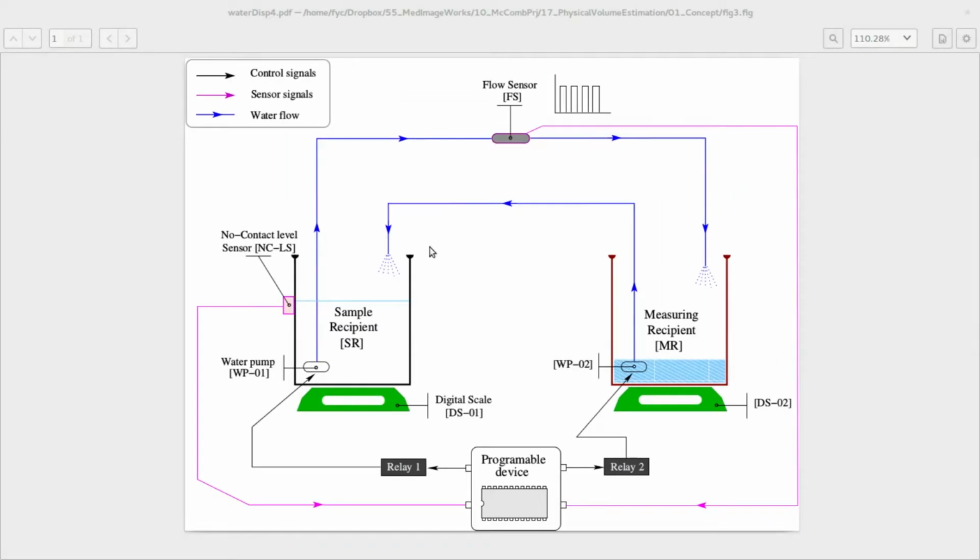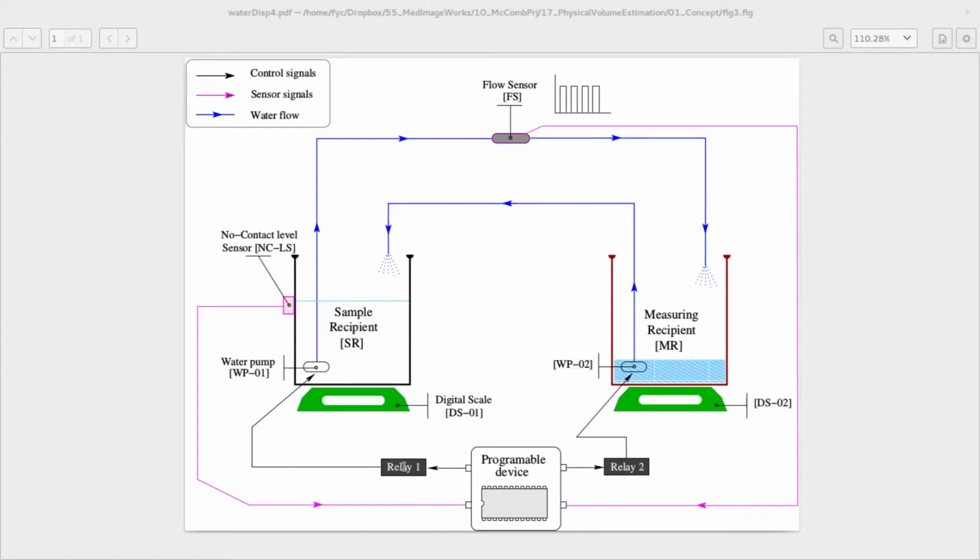The operation is simple. Consider that the non-contact level sensor is activated when the water is at the sensor level and above. It is off otherwise. The process starts with the water level here, below the sensor, so the sensor is off. That means that the programmable device sees a 0 here.